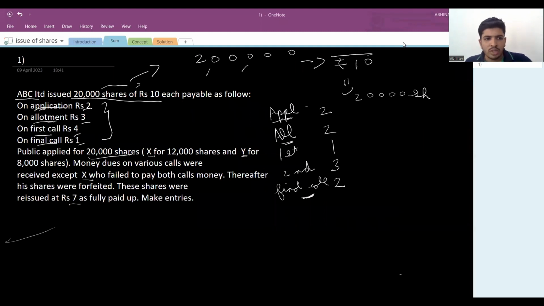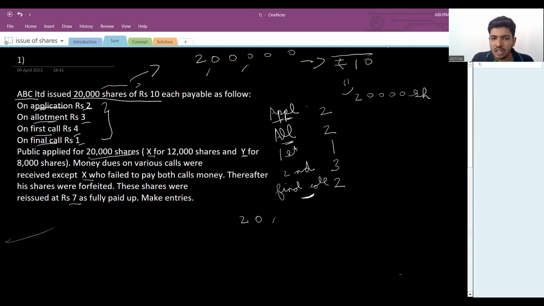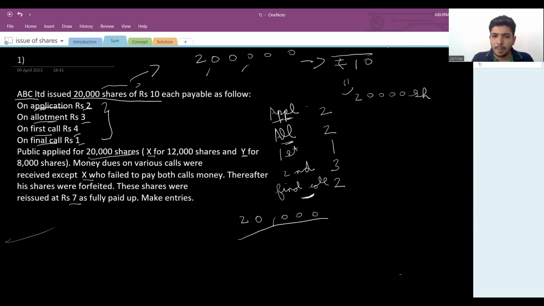Then, now they say the public applied for 20,000 shares. So, why did I say applied for 20,000 shares? Here it says the company issues 20,000 shares. Here it says the public applied for 20,000 shares. So, what does it actually mean? Here the company wants to sell 20,000 shares to the public. In this case, they're telling us the public applied for the whole of 20,000 shares.